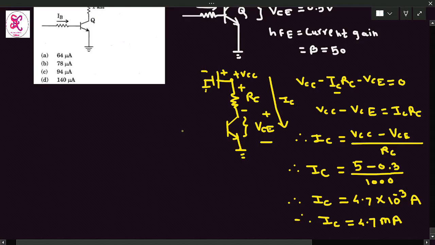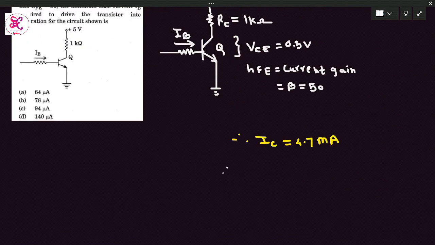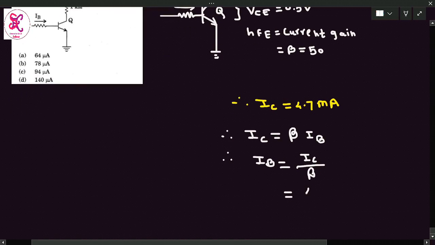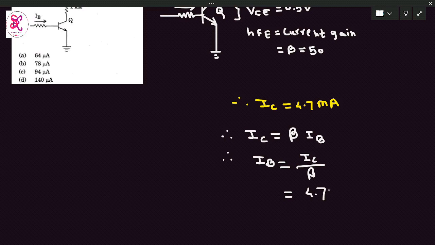In the next calculation, we know the formula, that is IC is equal to beta IB. So beta is the current gain. So what we are getting, IC is equal to beta IB. We have to find out IB, so write down the equation, IB is equal to IC by beta. We know the value of IC, 4.7 milliampere divided by 50.